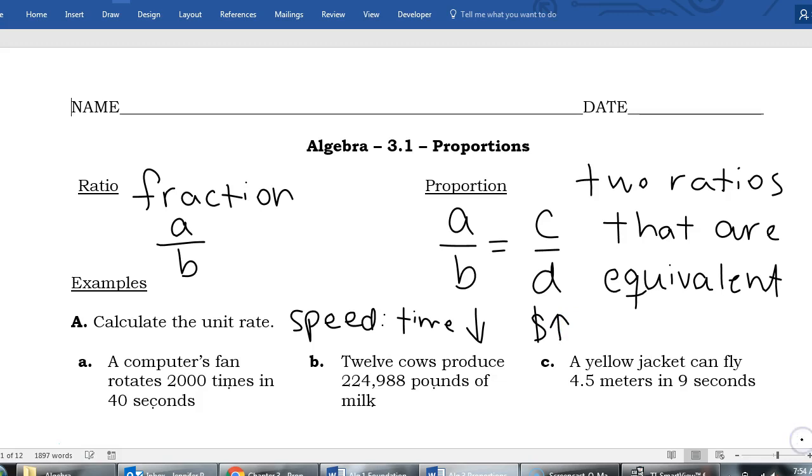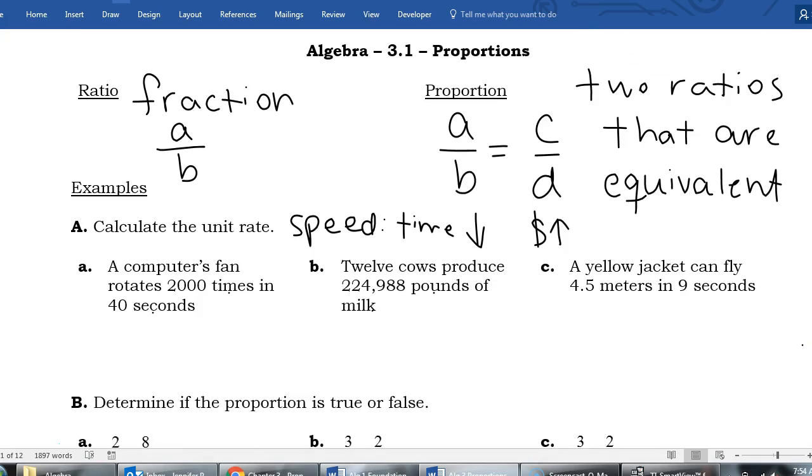So this first example here says, find the unit rate of a computer fan that rotates 2,000 times in 40 seconds. This is a speed. I see a time measure here, which tells me that that should go on the bottom. So my two possible units would be times per second or seconds per time.